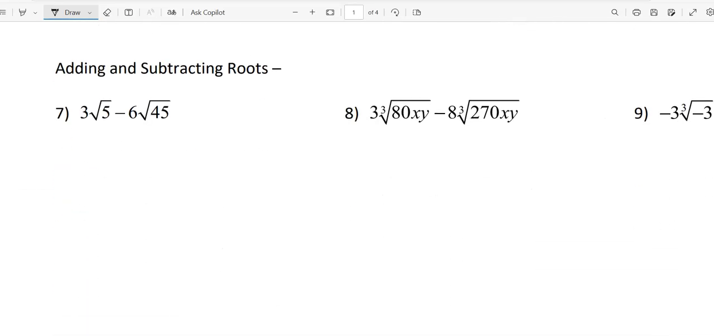This is great. So adding and subtracting roots, you can only do this with like terms. Like terms, when it comes to radical expressions, means that it has to have the same kind of root. So you cannot add and subtract a square root with a cube root. That doesn't work. And they have to have the same number underneath the square root. So you can't add and subtract the square root of 5 with the square root of 3. It doesn't work. You can only add or subtract the square root of 5 with the square root of 5.